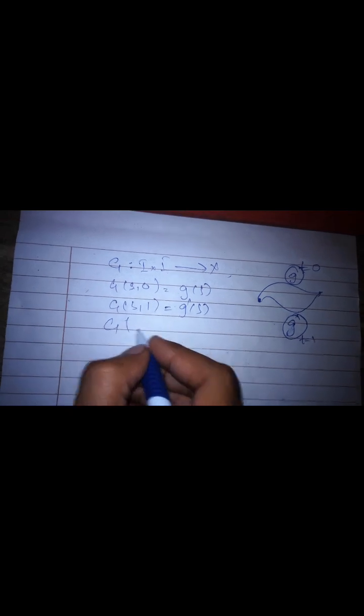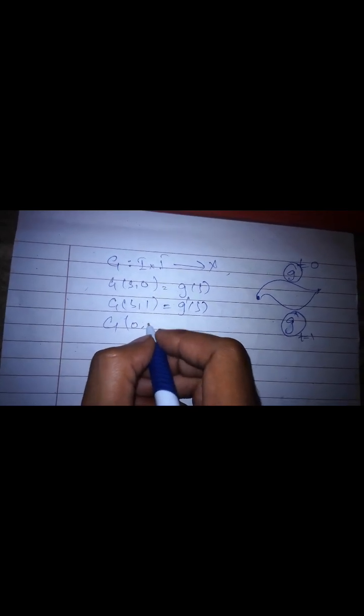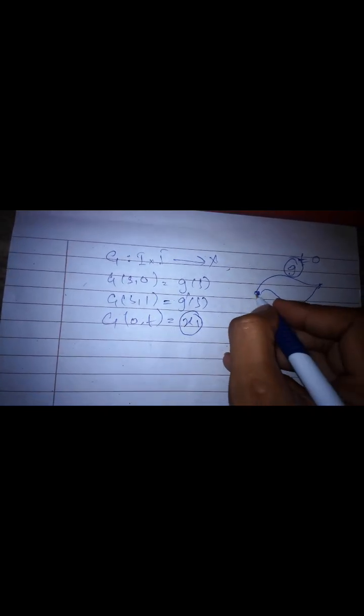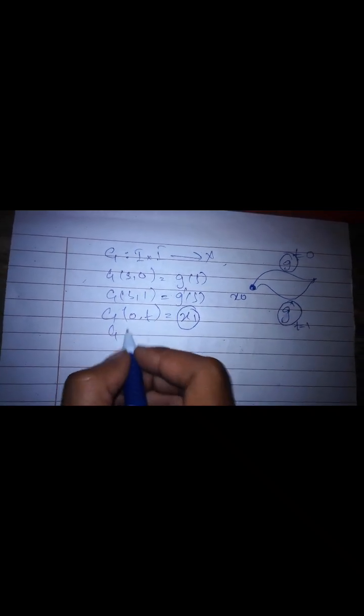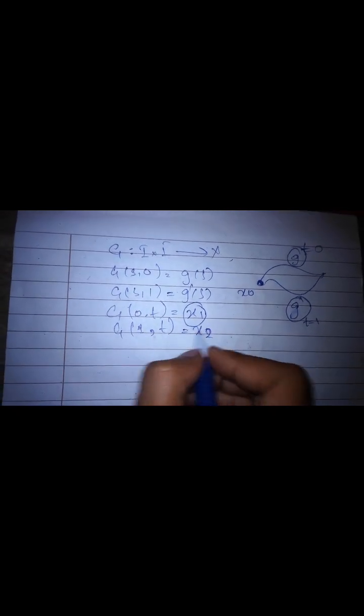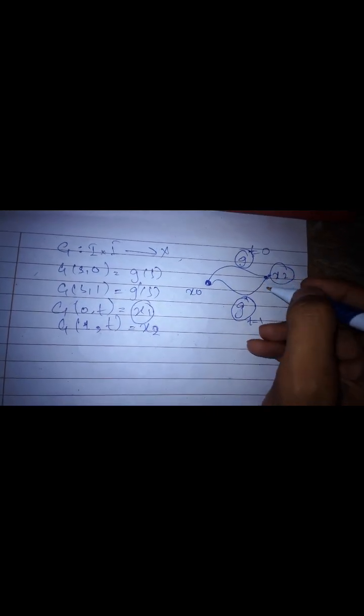If we fix s is equal to 0, for all t belonging to the unit interval, we get x1. x1 is the initial point of both paths. And g of 1 comma t, if we substitute s is equal to 1 for all t belonging to the unit interval, we get x2. x2 is the final terminal point of both paths.